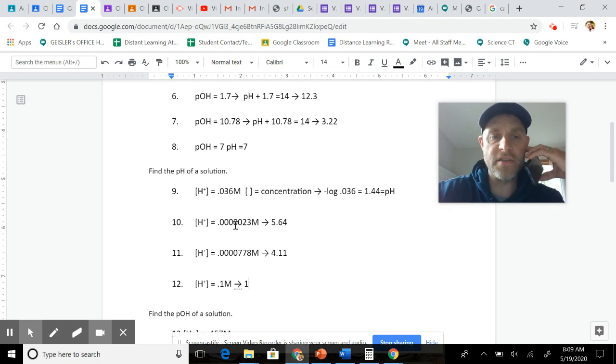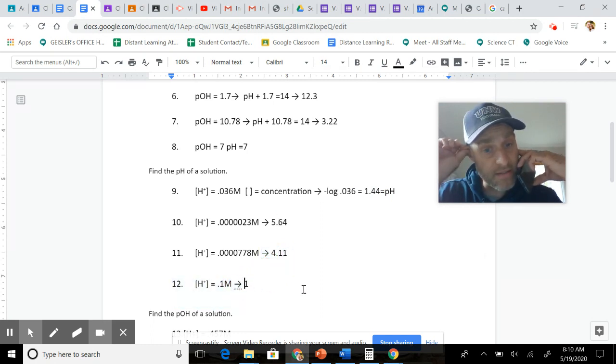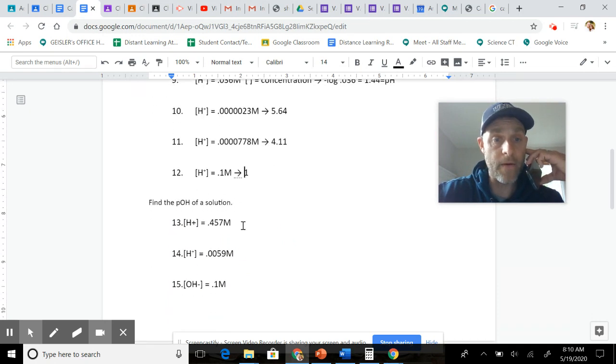So if I'm given the concentration of hydrogen ions, which tells you whether it's an acid or a base. These are all bases, right? pH less than 7, less than 7, less than 7, less than 7. Those are all acids.